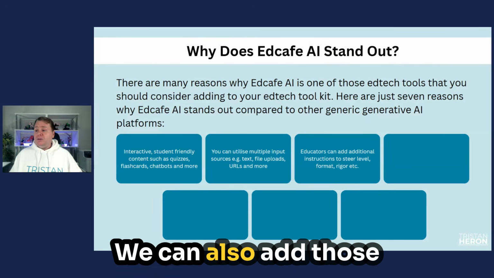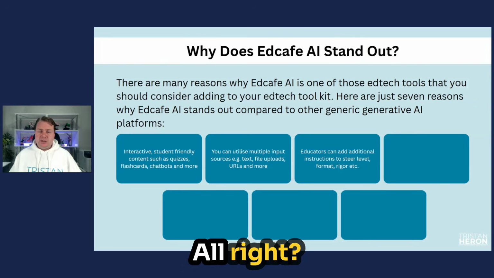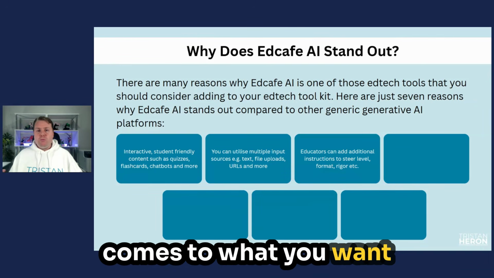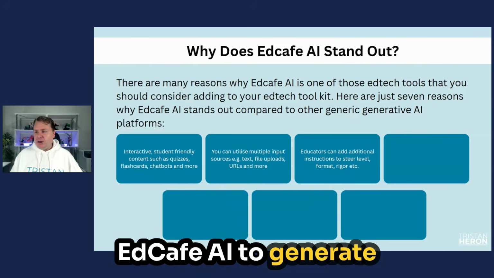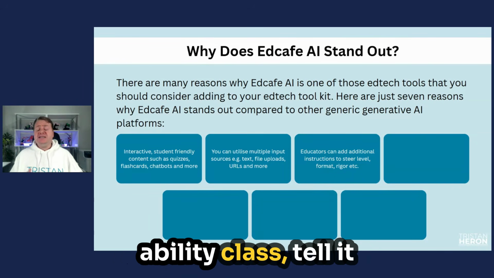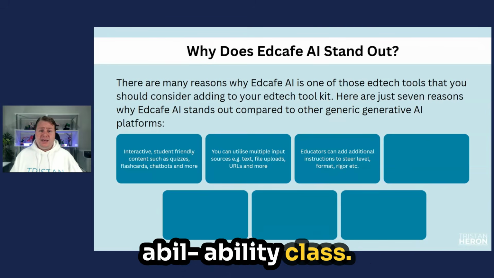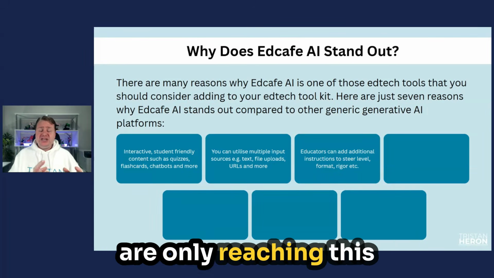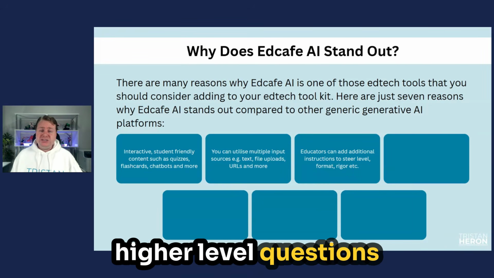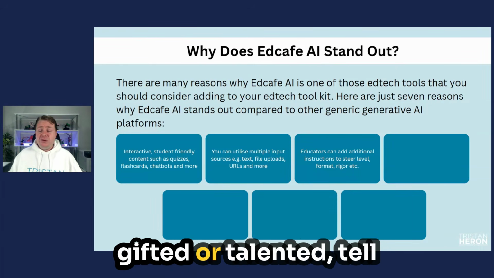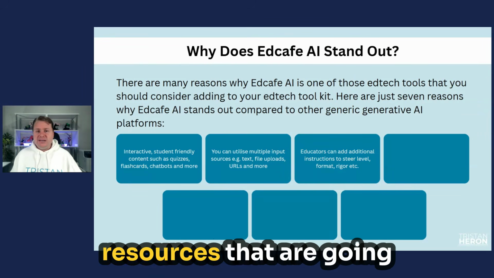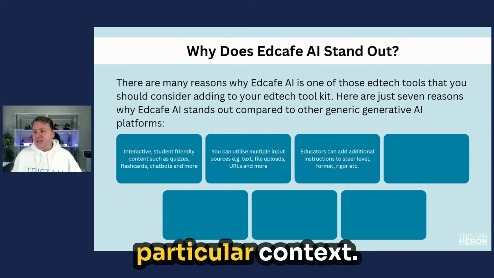All right, we can also add those additional instructions, all right? So you can steer that level, that format, that rigor when it comes to what you want EdCafe AI to generate with the activities for your students. If you've got a lower ability class, tell it that you have a lower ability class. If you have students that are only reaching this particular level, tell it that, all right? If you're looking for more higher level questions or activities for your students who might be gifted or talented, tell EdCafe AI that so that it can actually create resources that are going to be suitable for your particular context.